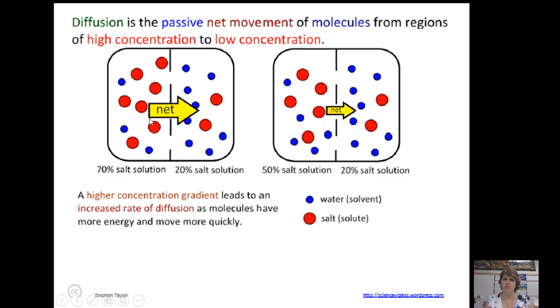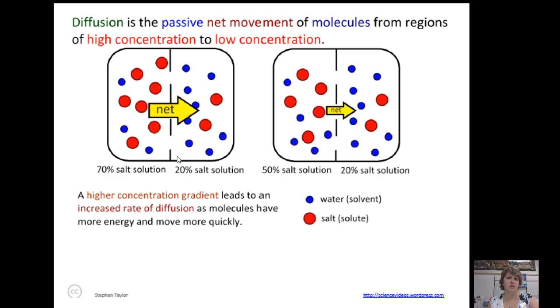They'll both move from the higher side to the lower side, but this one on the left will move at a faster rate because the molecules will have more energy and will move more quickly. There are 6 other factors that affect the rate of diffusion. One is the mass of the molecules that are diffusing. So the heavier molecules diffuse more slowly. So therefore, they move more slowly, therefore they will diffuse more slowly.